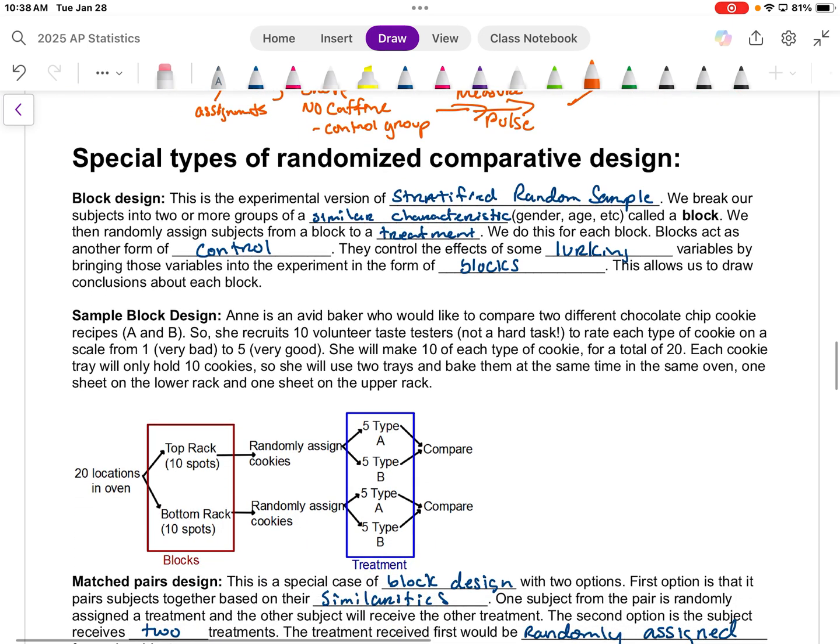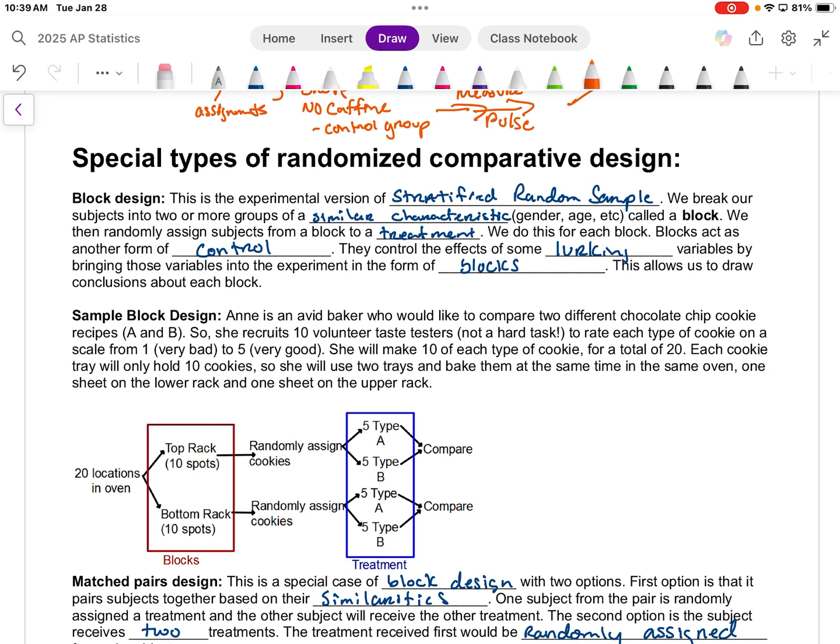Here is a sample block design. Anne is an avid baker who would like to compare 2 different chocolate chip cookies, recipe A and recipe B. Again, if any of you are bakers, you can always do this same thing here, and I'll be glad to sample. She recruits 10 volunteer testers to rate each cookie type on a scale from 1 to 5. She'll make 10 of each type of cookie for a total of 20. Each cookie tray will only hold 10 cookies. So she will use 2 trays and bake them at the same time in the same oven, 1 sheet on the lower rack and 1 sheet on the upper rack.